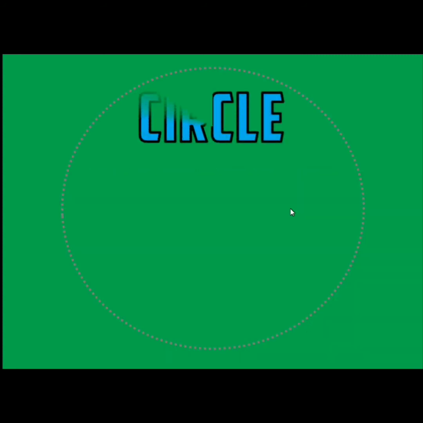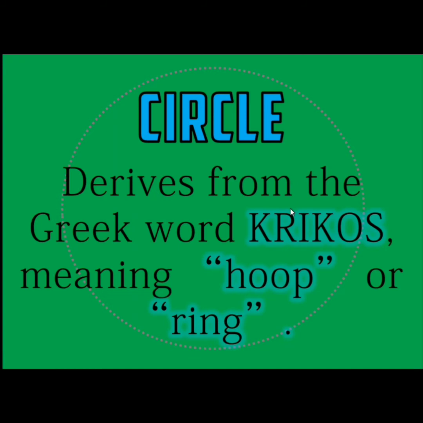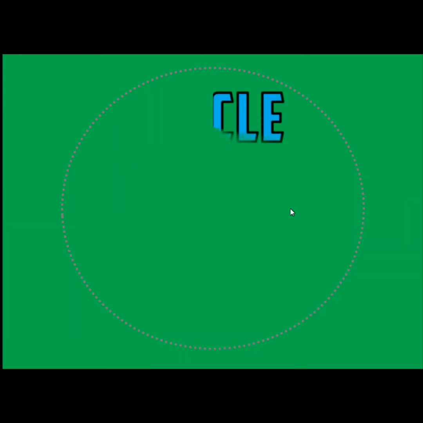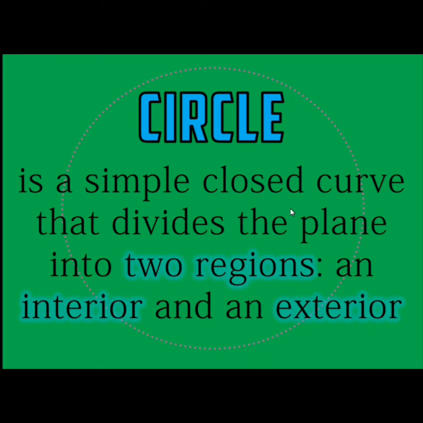Our next topic is the circle. Circle derives from the Greek word krikos, meaning hoop or ring. Circle is the set of all points in the plane that are a fixed distance, the radius, from a fixed point, the center. Circle is a simple closed curve that divides the plane into two regions, an interior and an exterior.